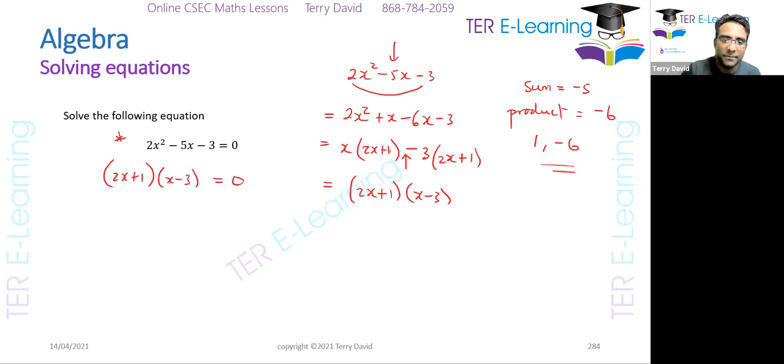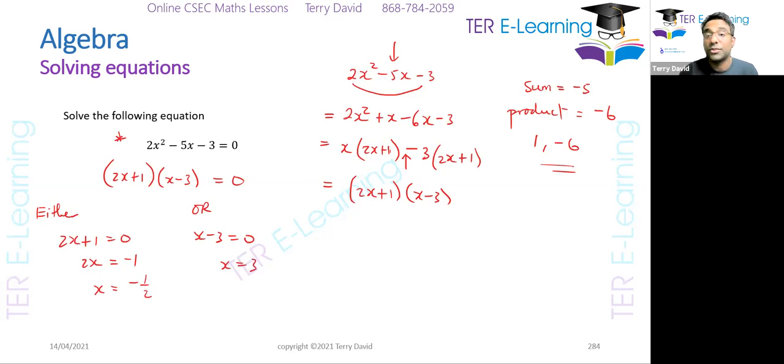So therefore, I'm going to get two factors here, which is 2x plus 1 multiplied by x minus 3, and this is equal to 0. So we have two solutions here. Either we say 2x plus 1 is equal to 0, so 2x is equal to minus 1, and therefore x is equal to minus a half, right? And then we're going to have an or solution. So we have to put x minus 3 is equal to 0, and therefore x is equal to 3. So that's my second solution, right?